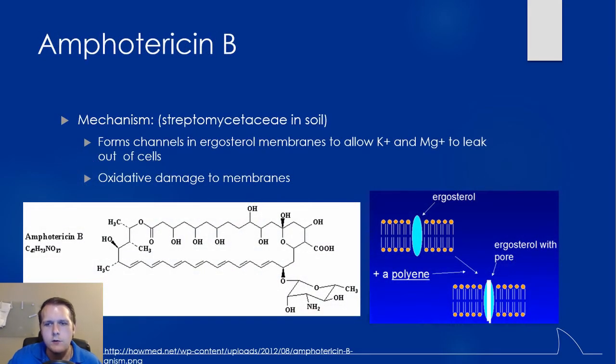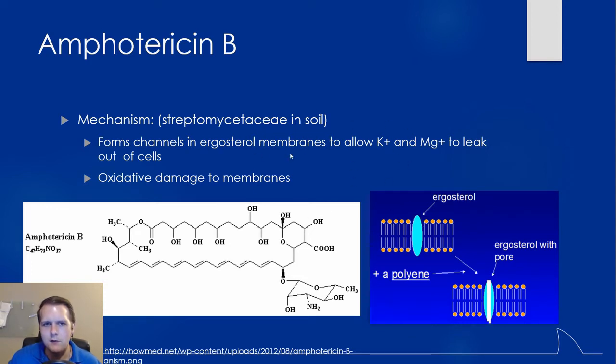So the first one we'll talk about is amphotericin B. Some people actually call this amphoterrible B because it has some pretty nasty side effects. This one's kind of interesting in terms of its mechanism of action. It can actually form a pore through ergosterol in the cell membrane. By forming that pore, you're going to allow things like potassium and magnesium to leak out of the cells, and that leads to oxidative damage to the membranes and eventual cell death.